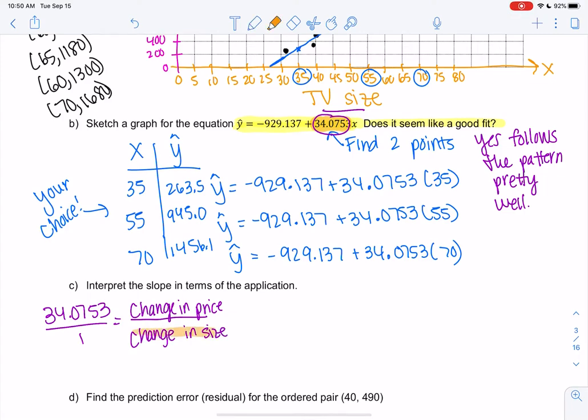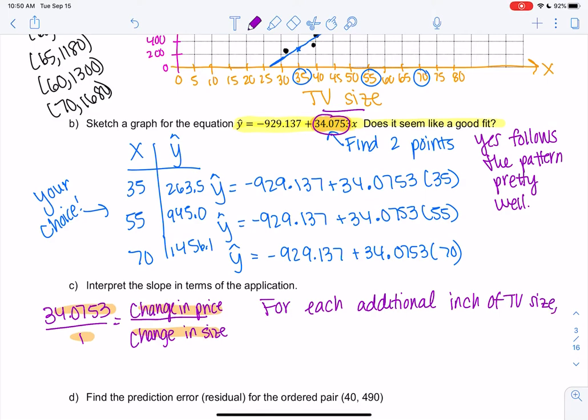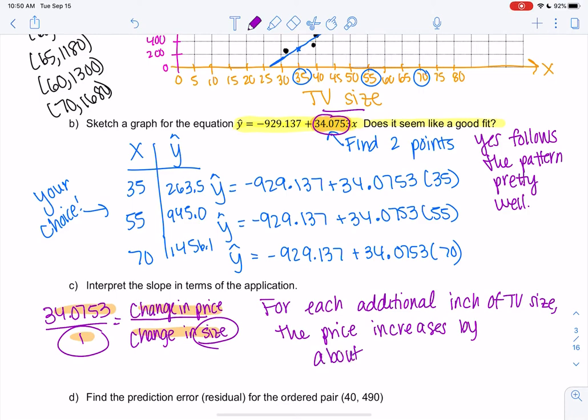So TV size goes up by 1 inch. Remember, size was in inches. So for each additional inch in TV size, the price goes up by about $34. For each additional inch of TV size, right, size is going by ones, the price increases by about 34, and I'll say 8 cents, because that'll round up to 8 cents. 0753. Cool.